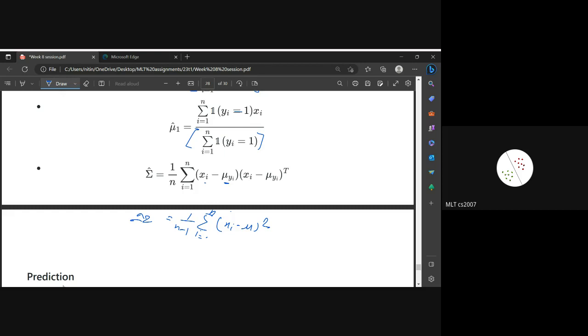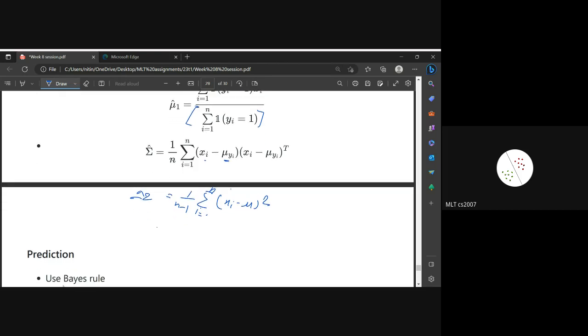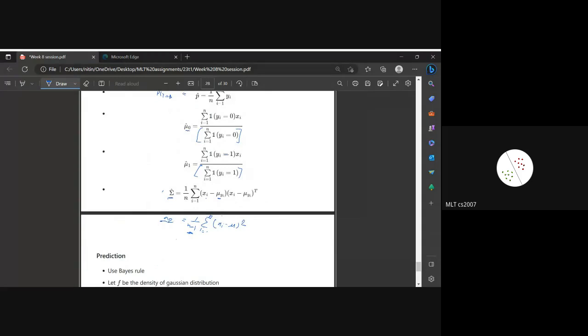So n or n minus 1 doesn't matter because n is anyway going to be a high number in the practical scenario. Generally we take n minus 1 just to be sure that it's an unbiased estimate. You can choose either of these two, it doesn't matter. Okay, so this is the estimate for sigma hat. Once you have this estimate, you can apply your Bayes rule to find the prediction for any data point.